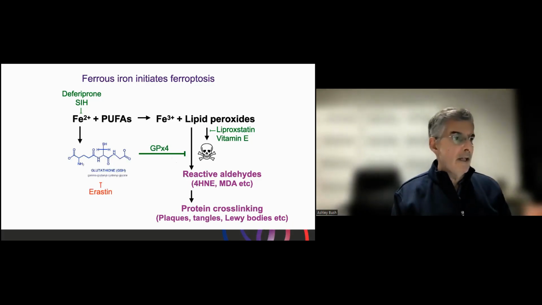Experimentally, ferroptosis can be induced with small molecules such as erastin, which lowers cellular glutathione by blocking the uptake of cysteine through the cystine glutamate antiporter. And RSL3 is used to inhibit glutathione peroxidase 4. So these two molecules will be used in experiments I'll show you in a little while.